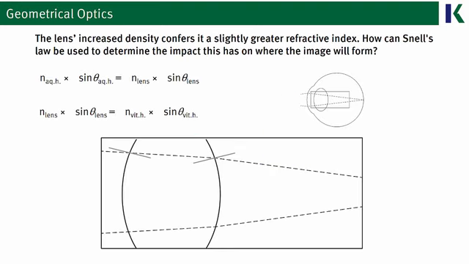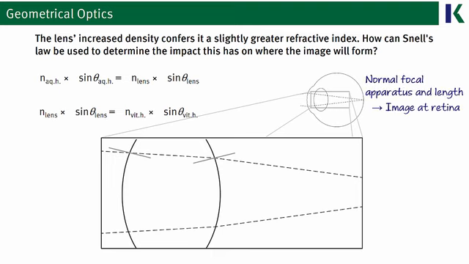We have everything we need at this point to understand what happens when the refractive index of the lens is altered. Specifically, we're told it's slightly increased with a greater density. We have a normal eye on the right, and we're zooming in on the lens. This eye has a normal axial length and a normal focal apparatus, which is why the image forms on the retina. Let's see what happens when we increase the refractive index of the lens. We have two incoming rays, but we'll focus on the top one just to avoid any confusion.